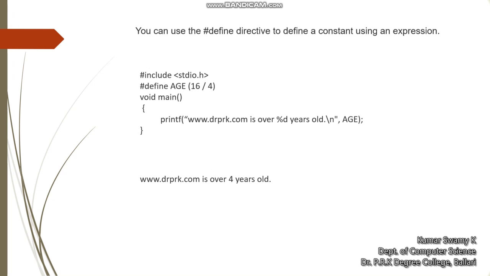And you can see an example of the #define directive to define a constant using an expression. You could see #include <stdio.h>, #define AGE. AGE is the name of the macro directive, and the expression is 16/4. This program will display the macro name in the output: www.drprk.com is over 4 years old.